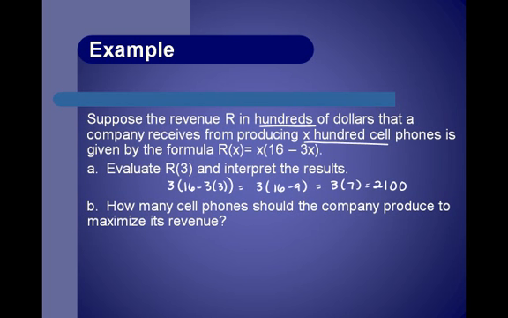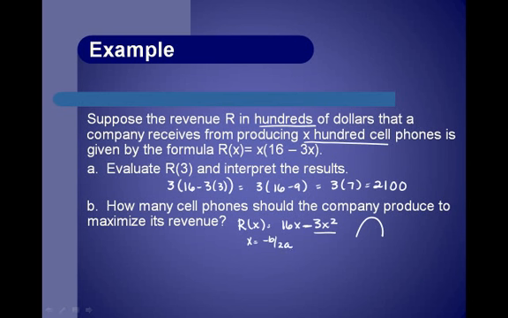Well, remember, your revenue is X times 16 minus 3X. If we distribute that, we would get R of X is equal to 16X minus 3X squared. Again, notice, it's an X squared, so we know it's a parabola. The leading coefficient is a negative 3, which means our picture looks like this. If we're looking to find where it maximizes the revenue, we're looking for the vertex. So to find the vertex, the X value is negative B over 2A.